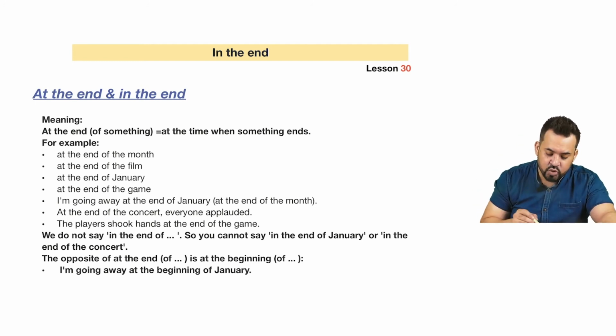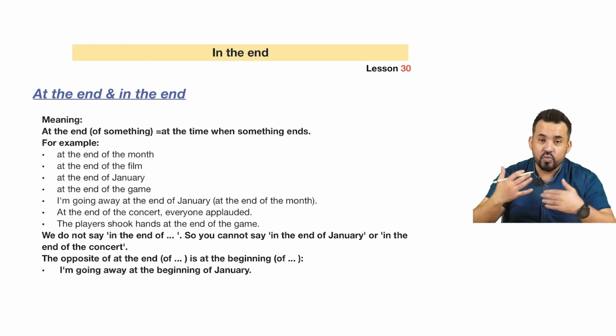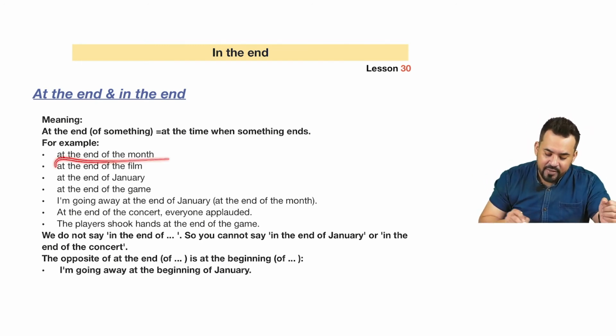So, first one, "at the end" means the end of something, at the time when something ends. This is "at the end." This is when something ends at that time. You say "at the end." For example, at the end of the month, at the end of the film.